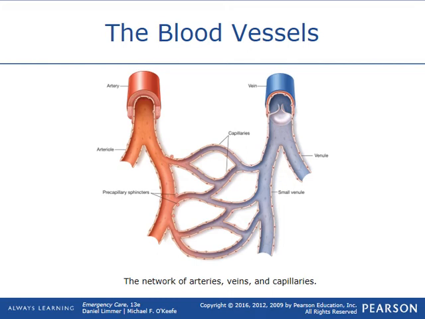Here's an illustration of the blood vessels. On the left, in the red, you've got the artery. On the right, in the blue, you've got the veins. And in the middle, you've got capillaries that mesh between the two.